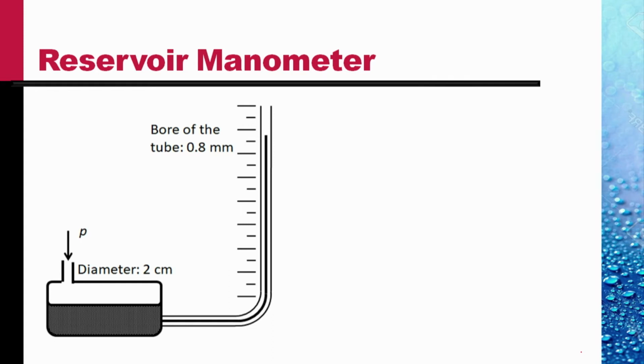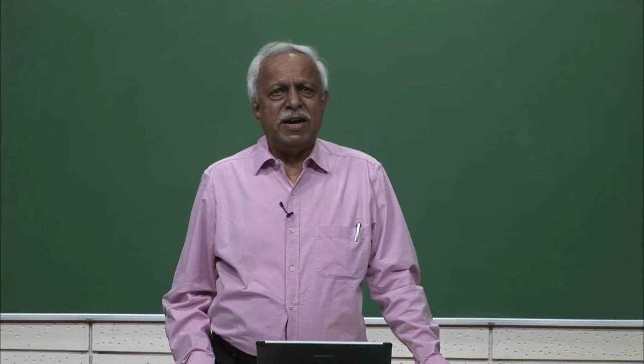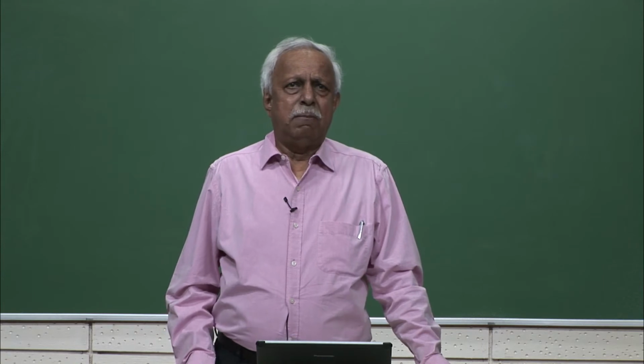Since the diameter of the capillary is very small, as the fluid level changes in the tube, the level within the reservoir does not vary significantly. And we can assume this is at a constant level. So that by just measuring the height of the column on the scale provided, we can find out the pressure P.